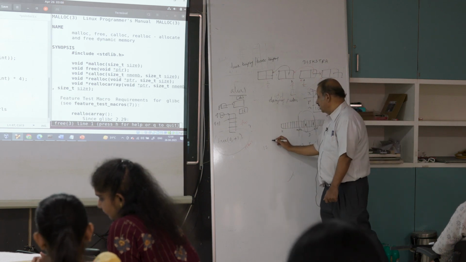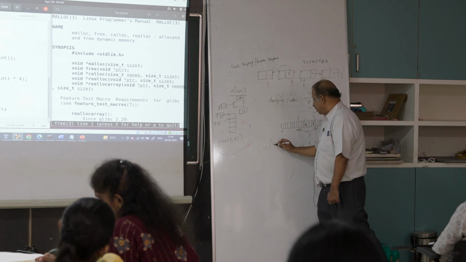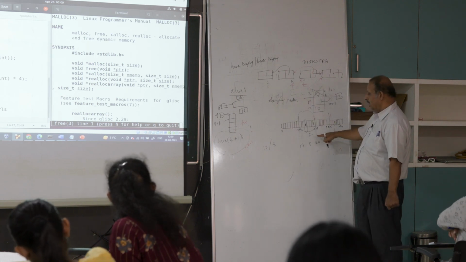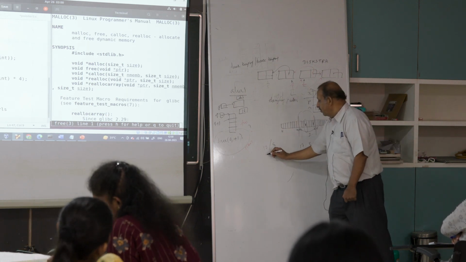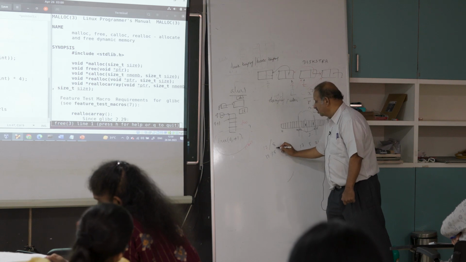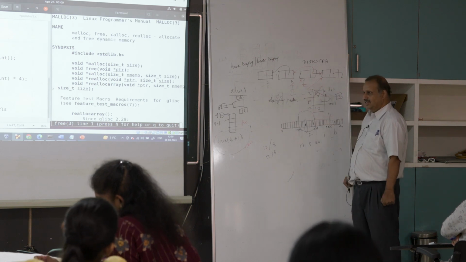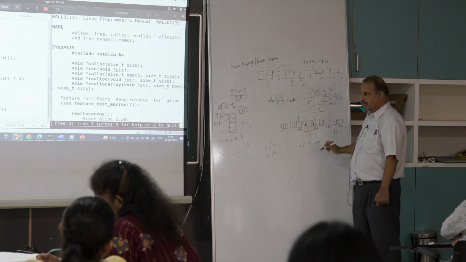So if you take 17/8, size of this, I'll get this index. And if you take 17 modulo 8, you will get the position within it. That's where you should go and put it.